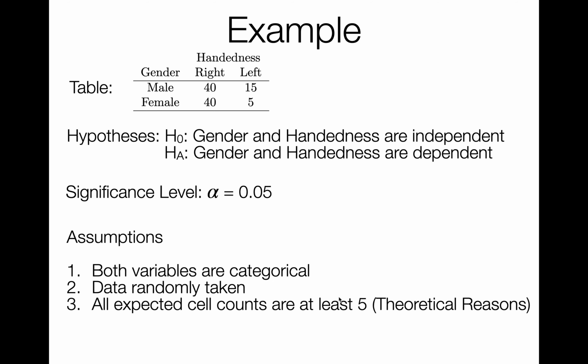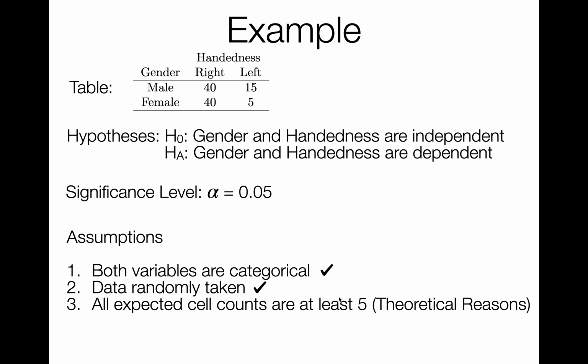The assumptions, of course, we have our three: both variables categorical, data is taken randomly, and all expected cell counts are at least 5. Okay, and so the first one is easy. Both are categorical. There are two categories for both. The data is taken randomly. You'll have to sort of go along with my assumption that they are.